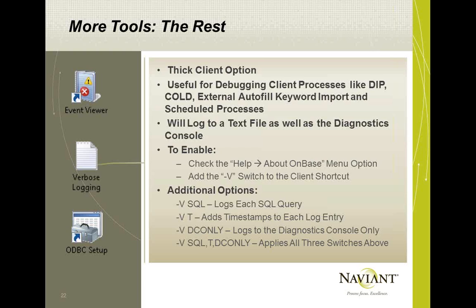Yeah, it makes it difficult when there's no errors either. It's got some other options, such as SQL, which will log all the SQL the client generates. Not super useful. T is very useful, adds timestamp information. And then the DC-only switch makes the client log only to the Diagnostics console instead of a file. So normally it logs to a text file that you specify in the Help About menu option.